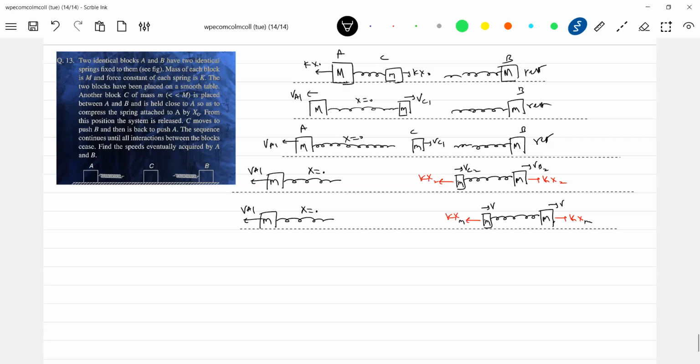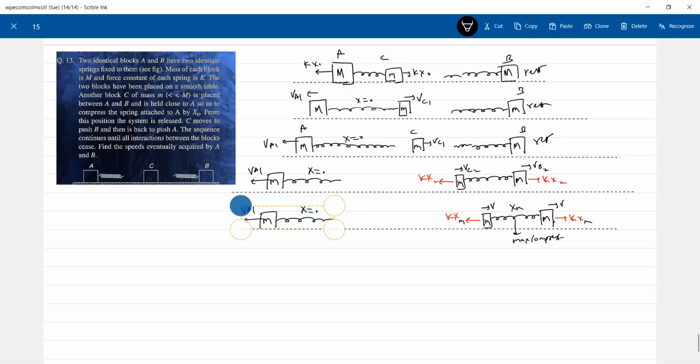Then again, at one particular point, maximum compression, it is XM, maximum compression. Afterwards, it will start coming out of the compression. Then again natural length will come. Close.